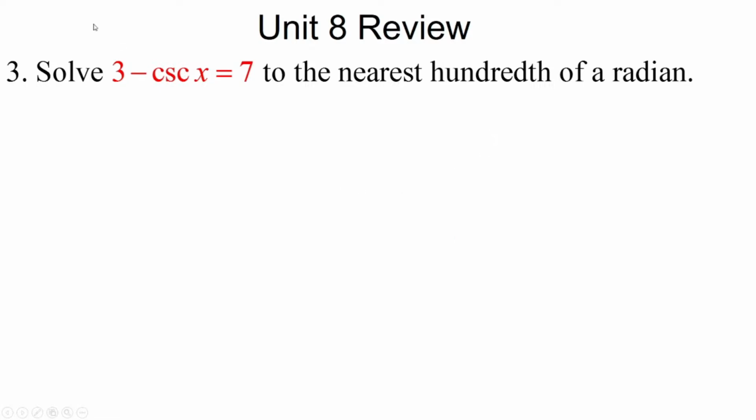Okay, number 3. Solve 3 minus cosecant of x equals 7 to the nearest hundredth of a radian. Well, I know that I'm in degrees, so right now I'm going to change my mode to radian mode. And then I'm ready to first solve for cosecant. So I would subtract 3 from both sides to get negative cosecant of x equals 7 minus 3, which is 4. And then I don't want this to be negative, so I'm going to multiply that equation by -1 to get cosecant of x equals -4.